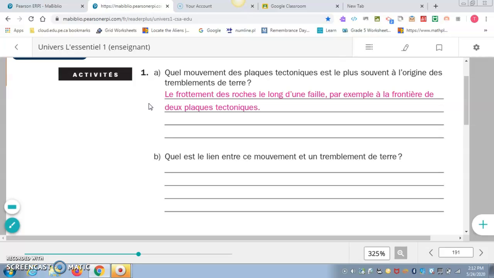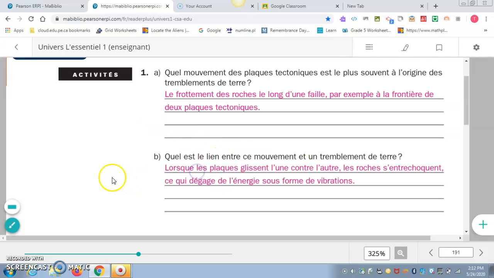Question B. Quel est le lien entre ce mouvement et un tremblement de terre? So what is the link? What is the commonality between this movement and an earthquake? It says, lorsque les plaques glissent l'une contre l'autre, so when the plates slide against one another, les roches s'entrechoquent, ce qui dégage de l'énergie sous forme de vibration. So they actually create this shock, right? This intense shock, which releases, dégage means release, releases energy sous forme de vibration, which are in form of vibrations.